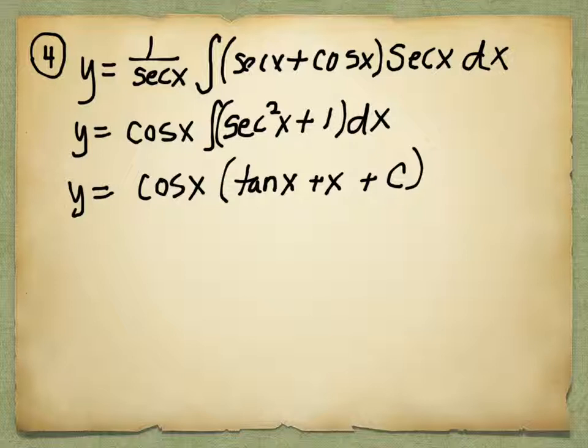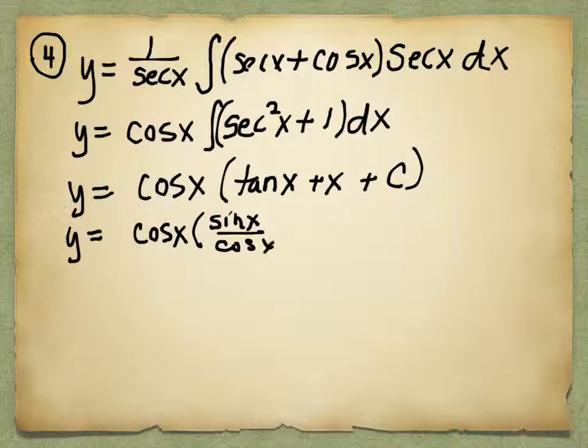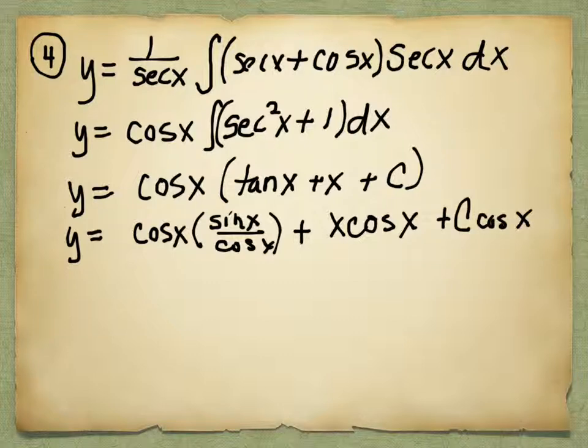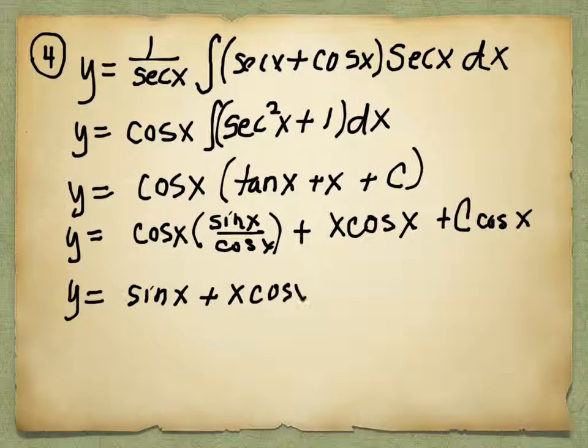All right, so we're going to clean this up just a touch, and then we're going to figure out what c is. So this is actually cosine of x times tangent, but tangent is sine over cosine, right? And then I have x cosine of x plus c cosine of x. You might want to make that c really big and capital or something so that you don't think you just put 2 c's on a cosine or something. And then the first piece, of course, simplifies to sine, right? So we have sine x plus x cosine x plus c cosine of x.